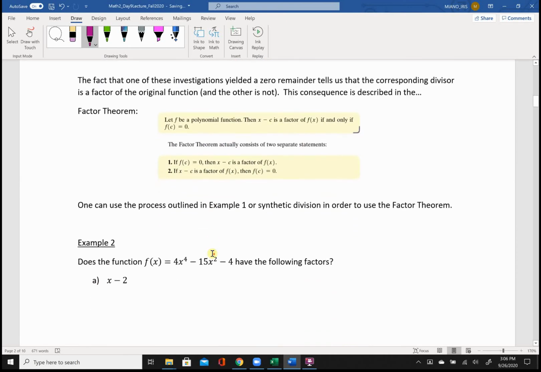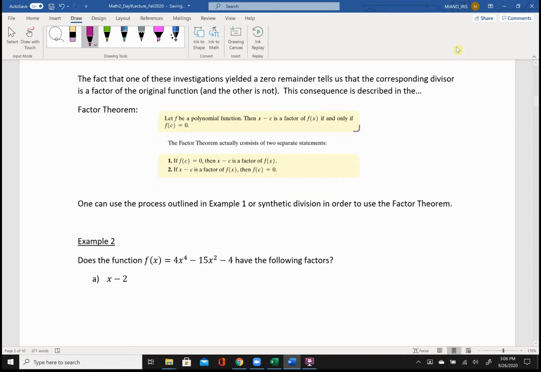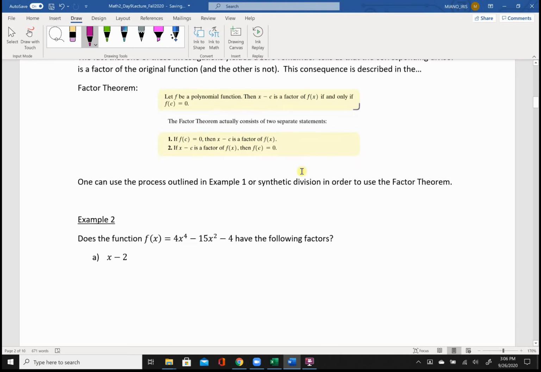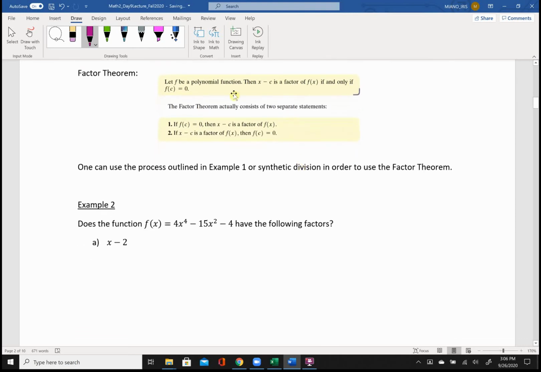Yes, so one of these yielded a 0 remainder, which tells us that the corresponding divisor is indeed a factor, and then the other one is not. The 108 remainder, that corresponding binomial was not a factor. Okay, cool. And so we have the factor theorem that allows us to make this connection, which is to say, if you have an x minus c factor that you are confirming is a factor of your original f of x function, then that means that if you plug the c value into your function, it equals 0.